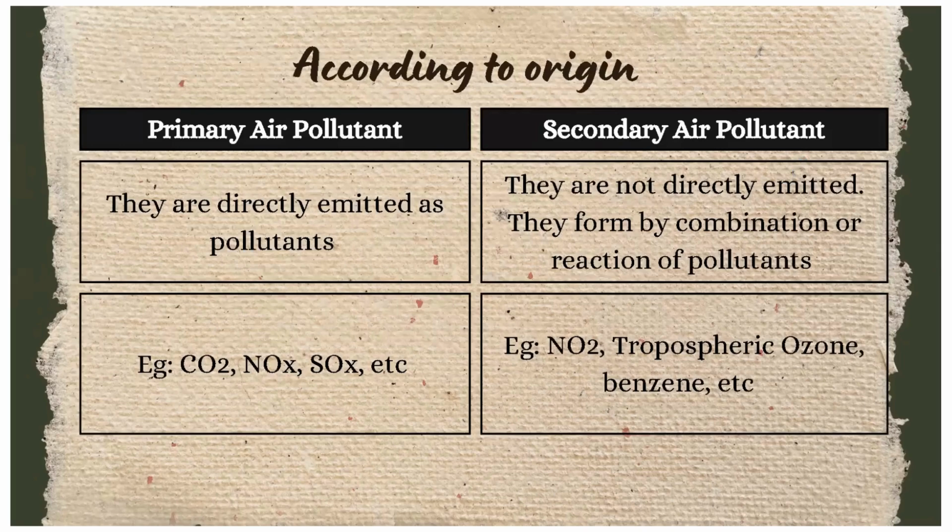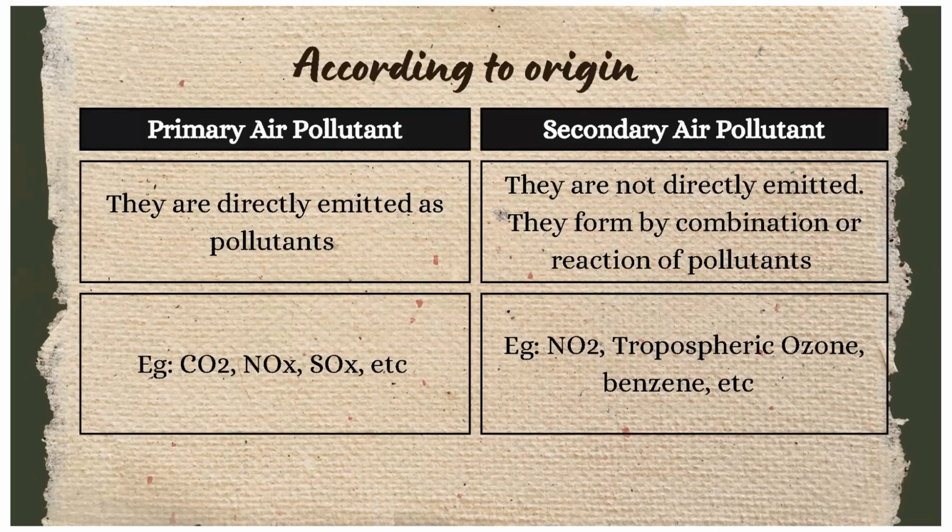Further, we are discussing the classification according to its origin, right? It's divided into two parts, that is primary air pollutant and secondary air pollutant. अब primary air pollutants क्या होते हैं? We are going to see that, right? They are directly emitted as pollutant. ये directly emit होते हैं as a pollutant, right?